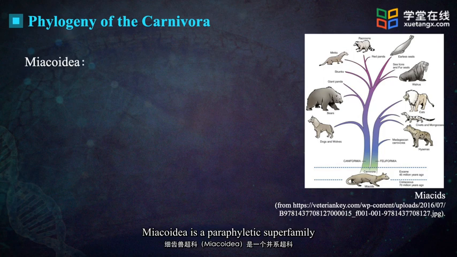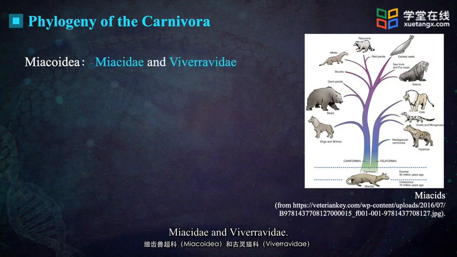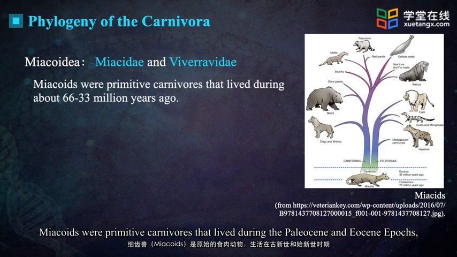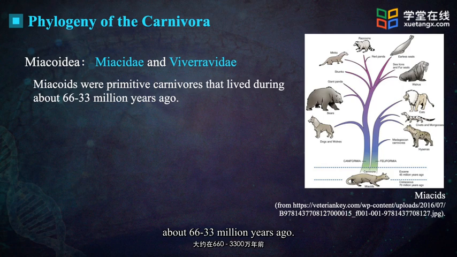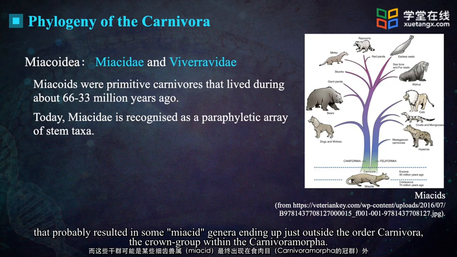Miacoidea is a paraphyletic superfamily that had been traditionally divided into two families of carnivores, Miacidae and Viverravidae. Miacoids were primitive carnivores that lived during the Paleocene and Eocene epochs, about 66 to 33 million years ago. Today, Miacidae is recognized as a paraphyletic array of stem taxa that probably resulted in some miacid genera ending up just outside the order Carnivora, the crown group within the Carnivoramorpha.